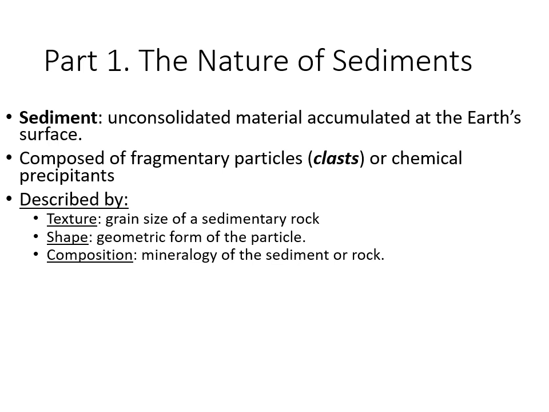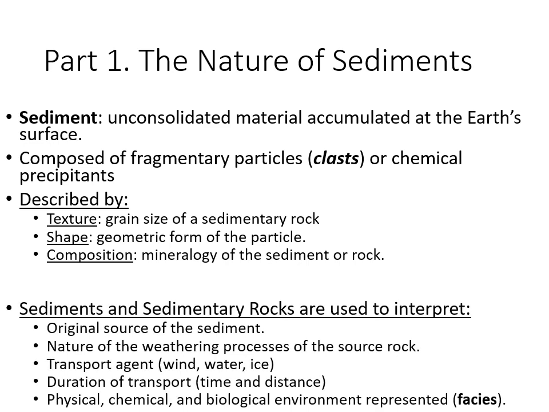Now, when we put all of this information together, it allows us to make some interpretations about sediments and sedimentary rocks. And these are important for interpreting the original source of that sediment itself. What type of rock did this come from? It also helps us interpret the nature of the weathering processes of that source rock. Did it break physically or did it break chemically? We can learn something about how that sediment was moved around, its transport agent. Was it blown around in wind? Was it transported in water? Or was it transported in ice?